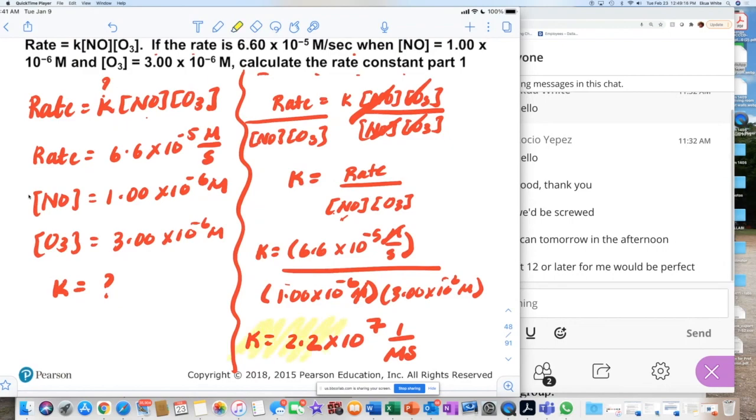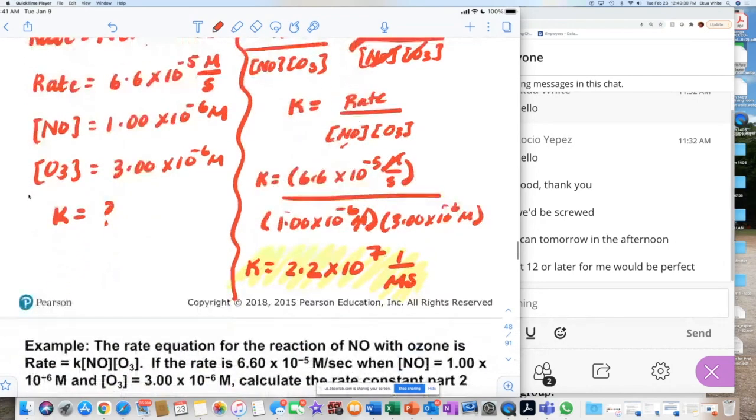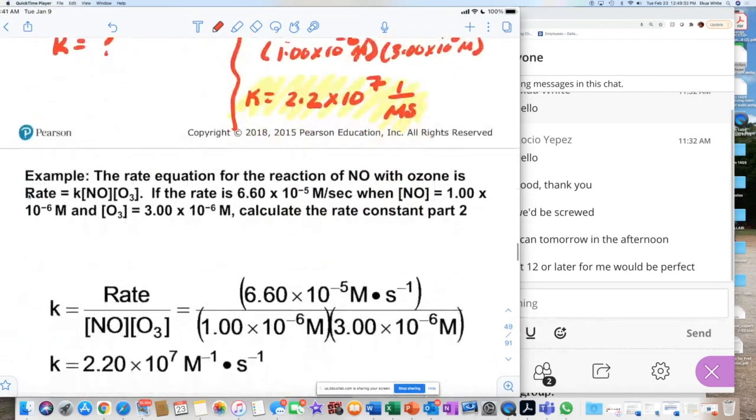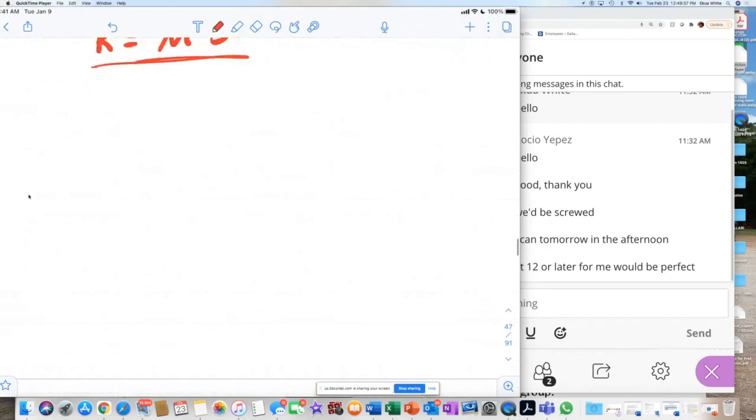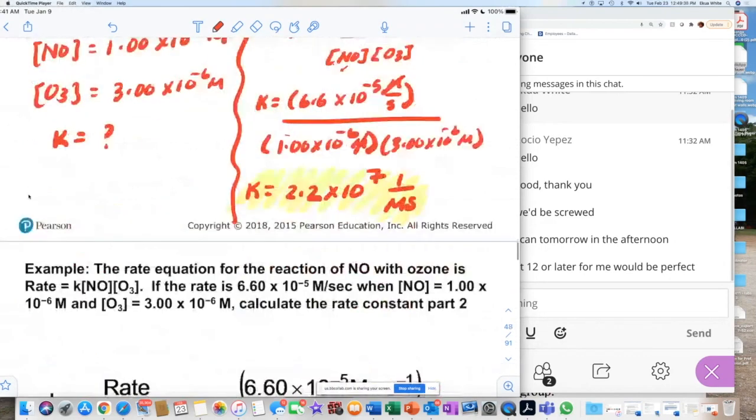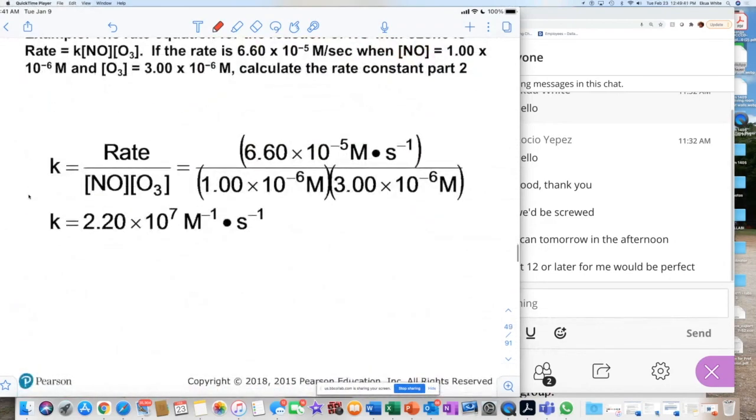So this is K. This is our answer. See how it all ties together? The unit here is consistent with the second order K that we just figured out recently. So the K goes with that. Now, the individual ones are first order, but the overall is second order, right? Oh, yeah, I forgot. They worked it out here.